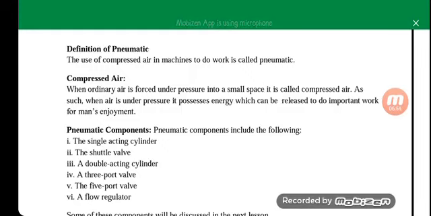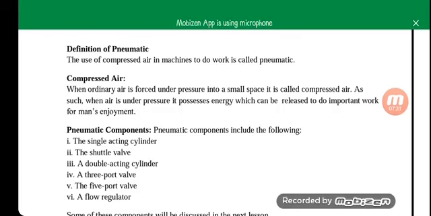So now they said here that when ordinary air is forced under pressure into a small space, now what does that mean? It's just like taking a bottle and continually forcing air inside that bottle. It will change to liquid. You understand? So when air is forced under pressure into a small space, it is called compressed air. When air is under pressure, it possesses energy that can be released to do important work for man's enjoyment. That's very, very true.